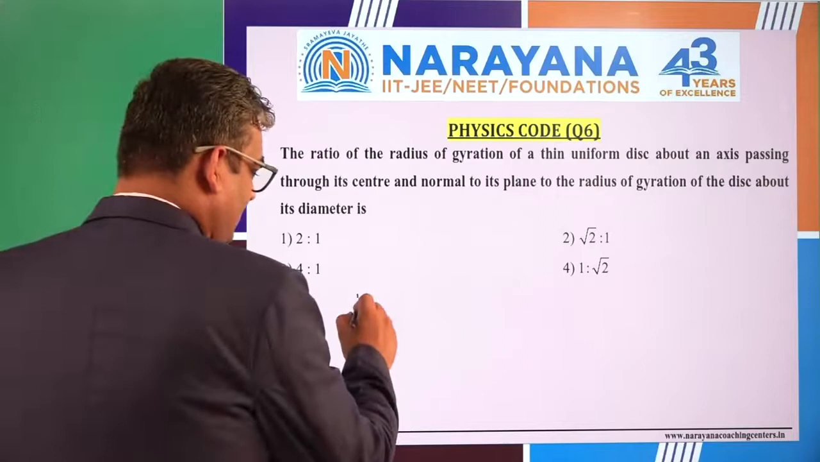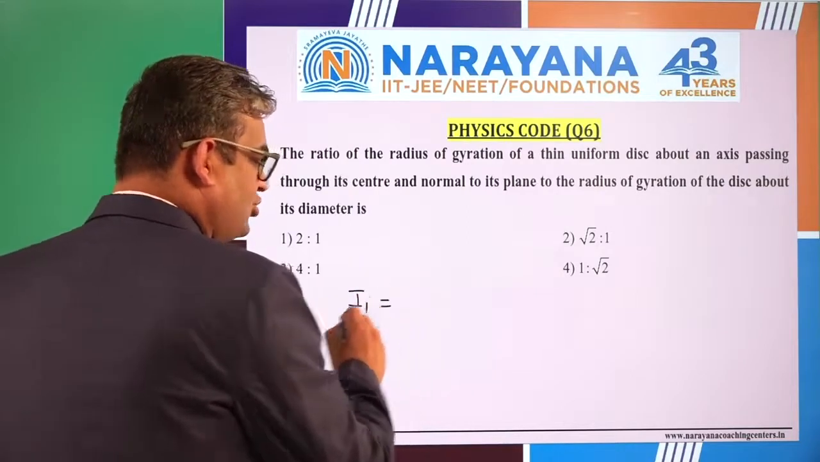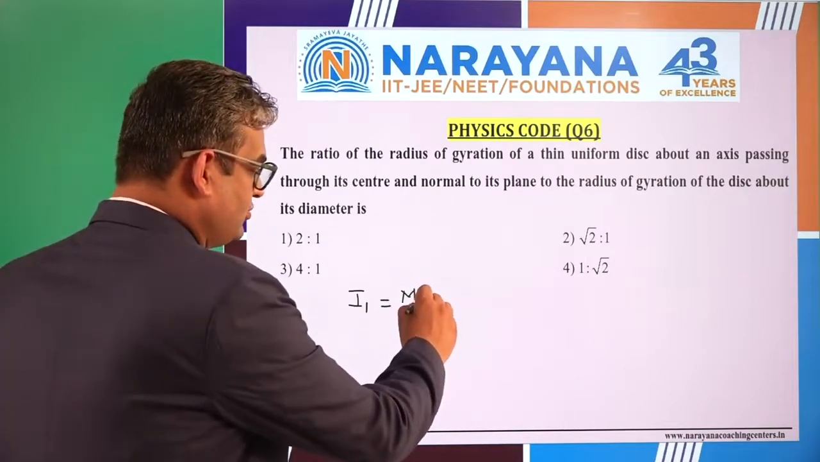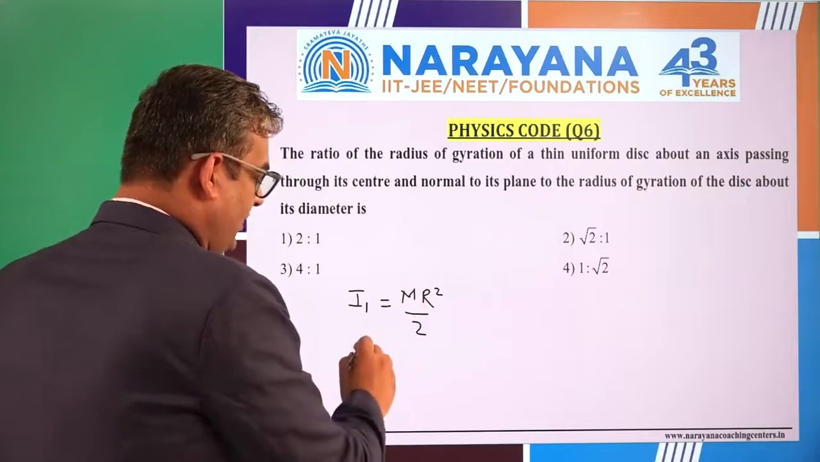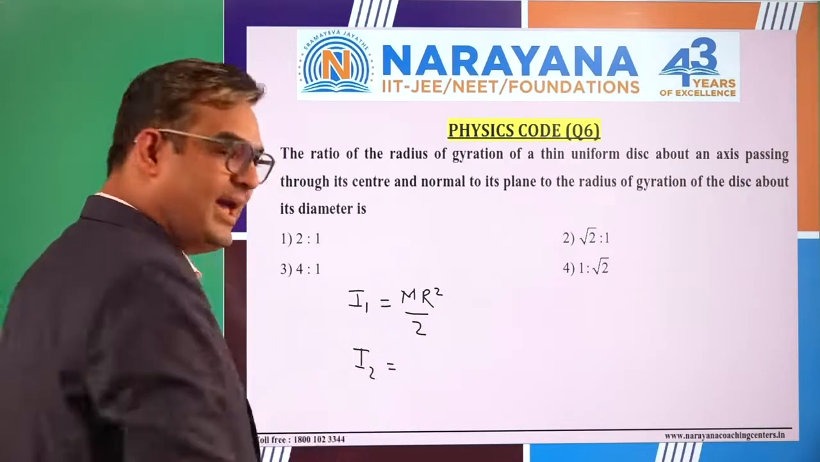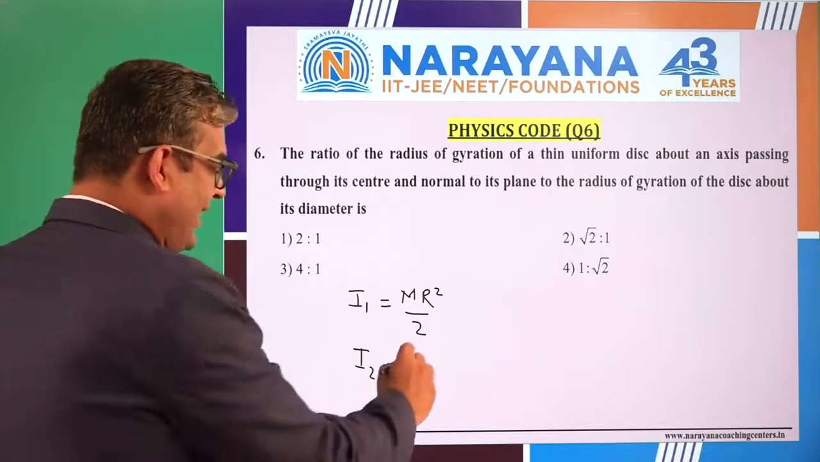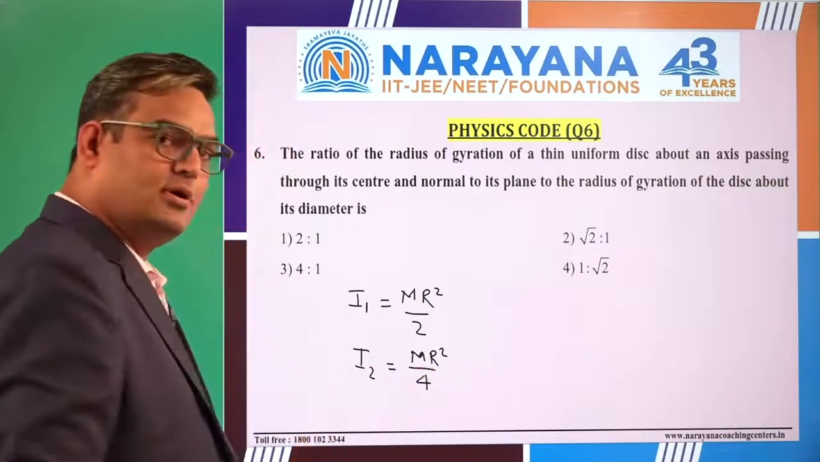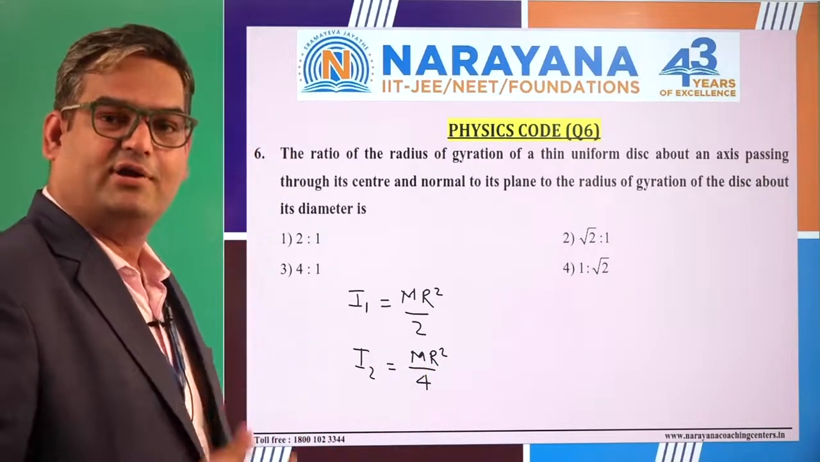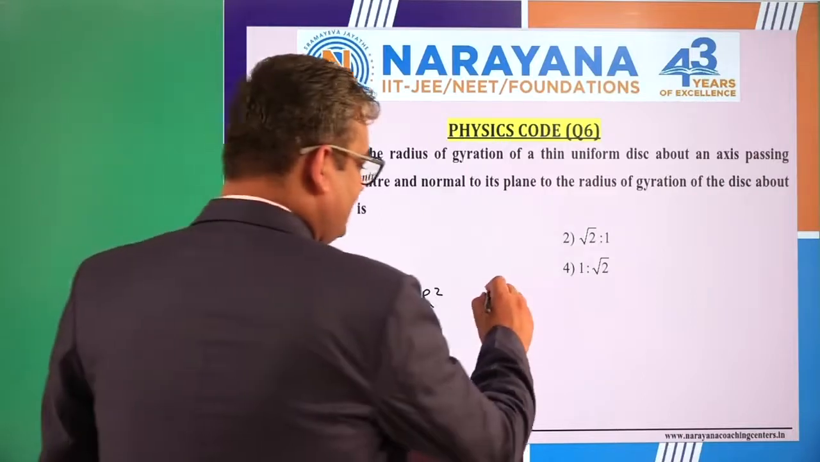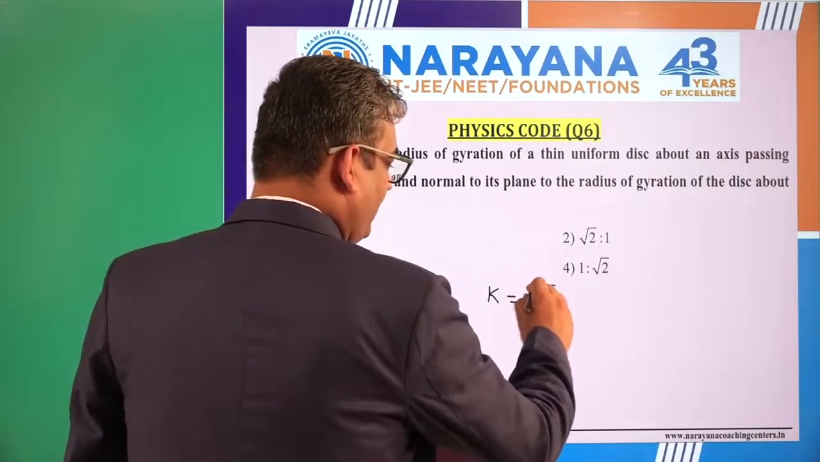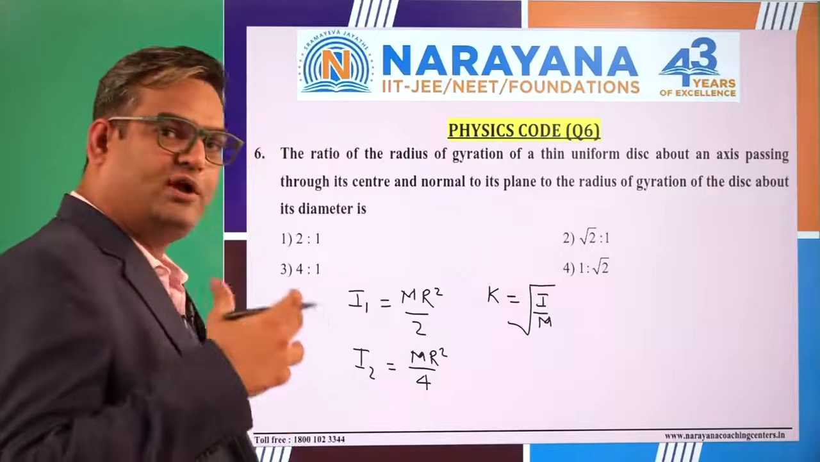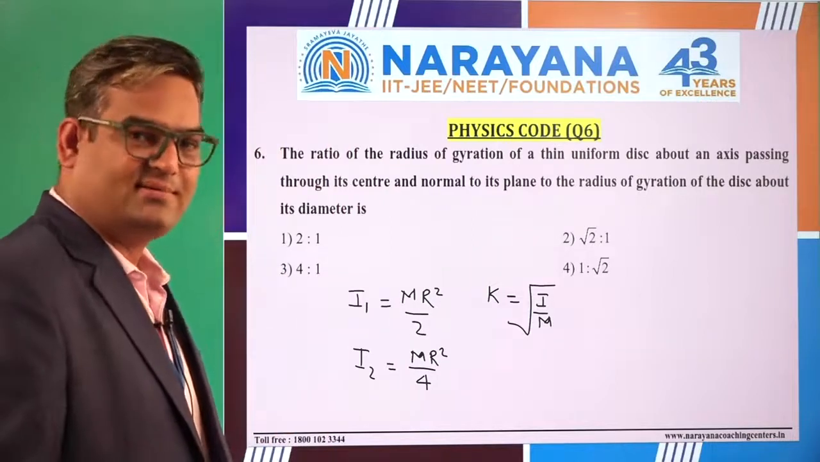Moment of inertia when axis is passing through center of the disc but perpendicular to its plane is mr square by 2. But moment of inertia when axis is along diameter of the disc is mr square by 4. Now, what is the value of radius of gyration? If we denote radius of gyration by k, then k is given by root of moment of inertia divided by mass. In this case, because we are talking about the same disc, obviously the mass is same.